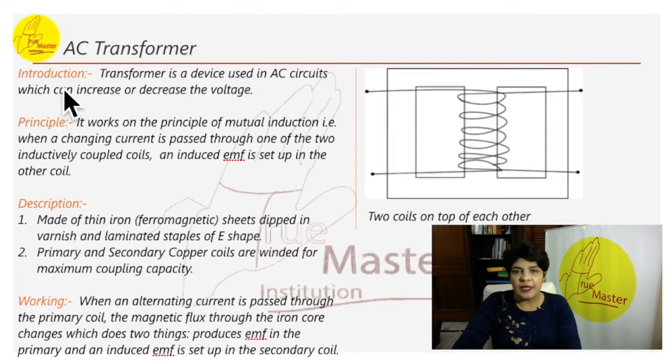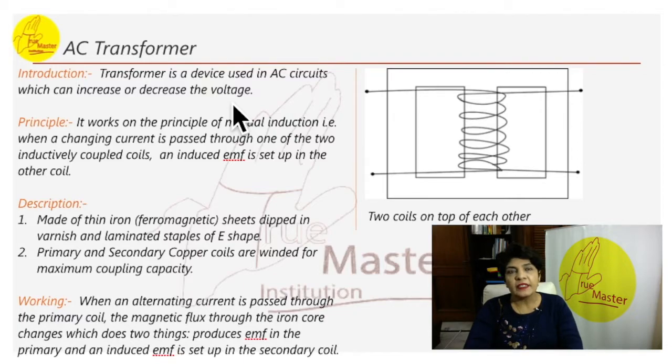So let me explain the introduction one more time. A transformer is a device used in AC circuits which can increase or decrease the voltage. So where exactly do we need to increase and decrease the voltage? The voltage coming to our house is, say, 220 volts, and our mobile charger's battery needs only 3 volts or, say, 9 volts. So how can we step it down from 220 to 3 volts? There is a small transformer fitted inside.